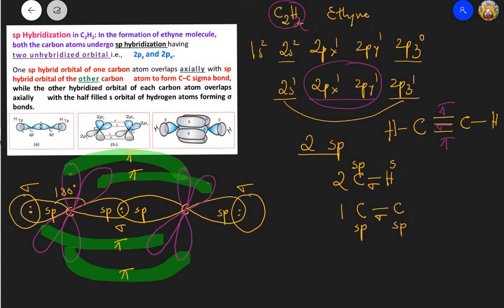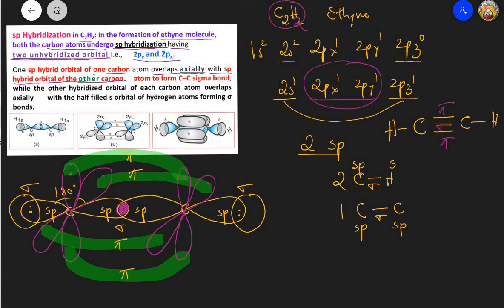Now let us have some explanatory part here. sp hybridization in C2H2, which is commonly called acetylene molecule. In the formation of this molecule, both the carbon atoms undergo sp hybridization, having 2 unhybridized orbitals, which are 2py and 2px. One of the sp hybrid orbitals of one carbon atom overlaps axially, that is head on, with the sp hybrid orbital of the other carbon atom.